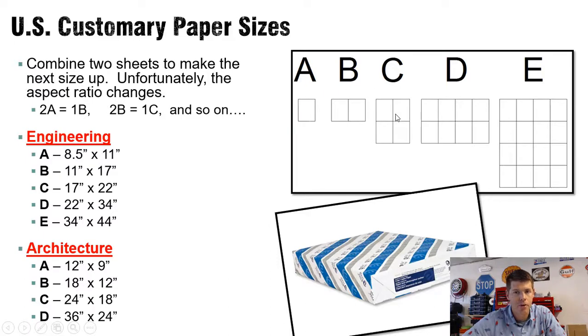Notice that an A would scale perfectly to a C because it has the same aspect ratio, and a C scales perfectly to an E. B and D scale nicely to each other because they have the same aspect ratio. But the US customary paper size system is a joke because a lot of times you have to crop or resize things to get them to fit, which is a hassle.